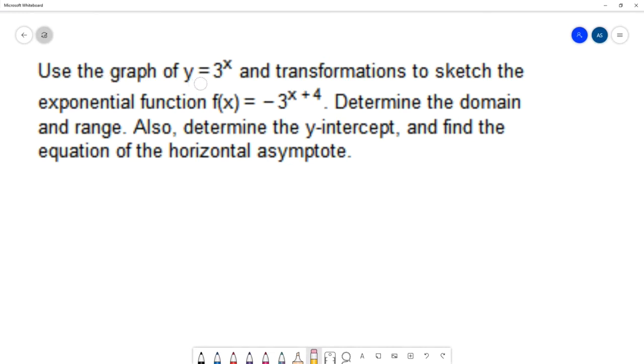Use the graph of y equals 3 to the x and transformations to sketch the exponential function f of x equals negative 3 to the x plus 4. Determine the domain and range. Also determine the y-intercept and find the equation of the horizontal asymptote.